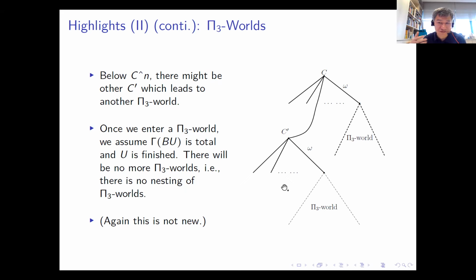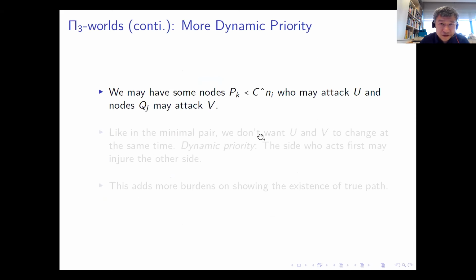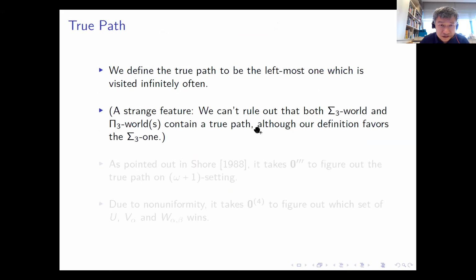Probably with some clever reading, we can remove the true path in the pi3 world once we have a true path in the sigma 3 world. But at this moment, it's not clear to us. Okay, so let me continue. So we define the true path, and the true path has that funny feature. We are not very sure.